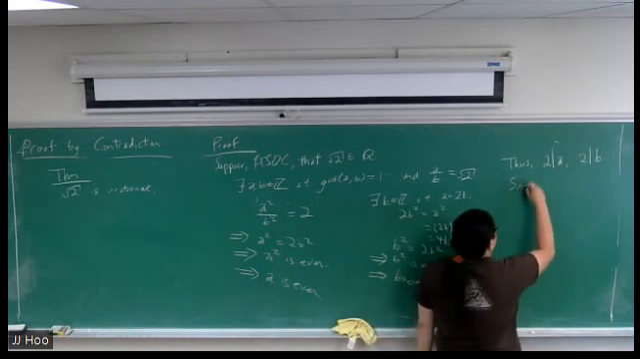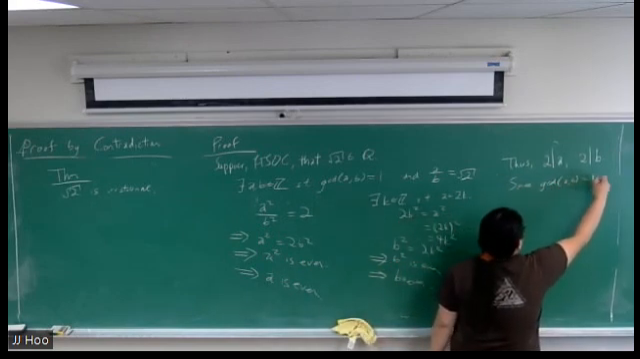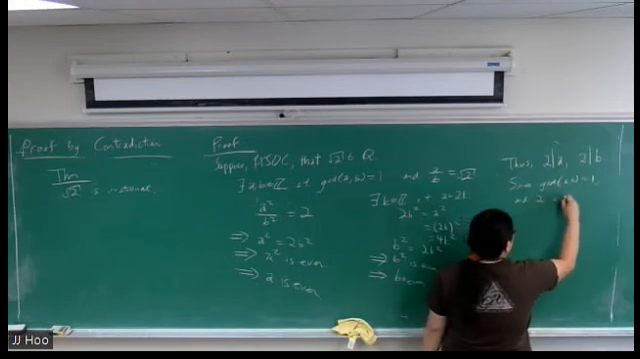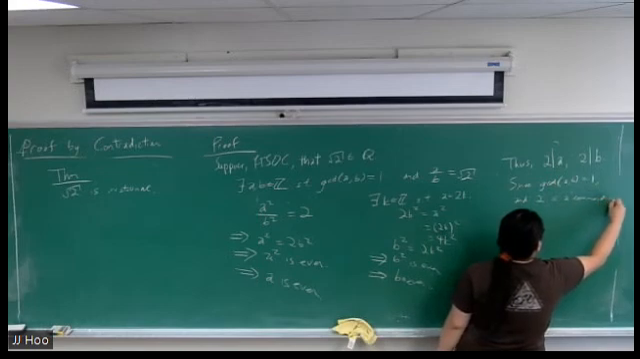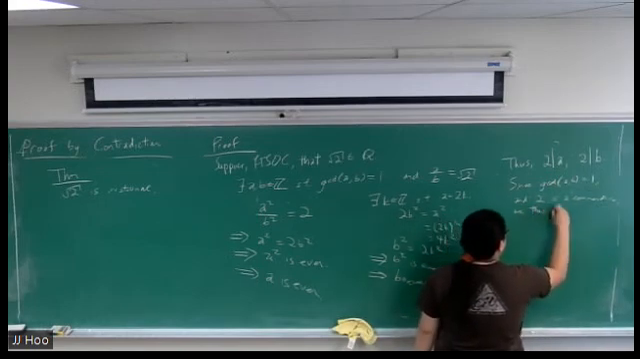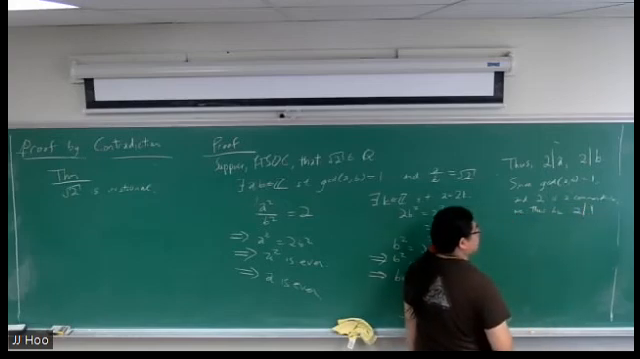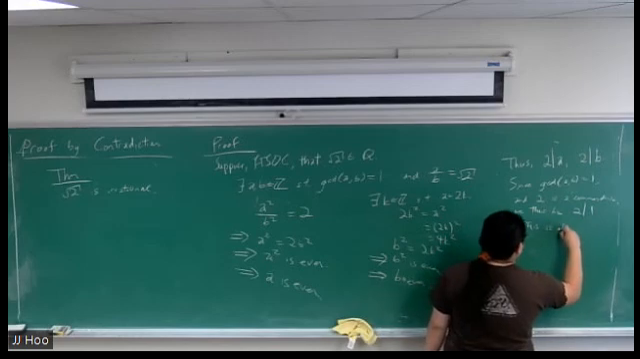So I'll say that since the GCD of a and b is equal to 1, and 2, by definition, is a common divisor, we thus have 2 divides 1. This is obviously false. Or clearly false.